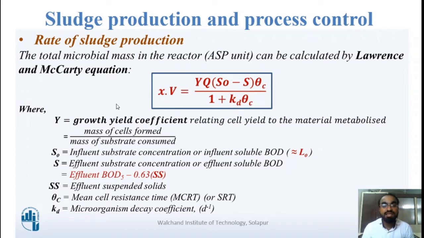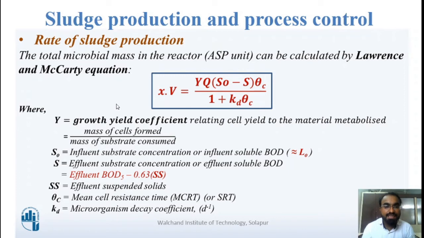Now, where has that 0.63 come from? It has been estimated that around 63% of suspended solids will be there in the BOD which we have to remove in the effluent. So that is what this equation is saying, where SS is the effluent suspended solids, that is inert suspended solids. Theta C is the mean cell residence time, that is MCRT, or it is also called SRT, that is sludge retention time. Kd is the microorganism decay coefficient. It has a unit of d raised to minus 1.